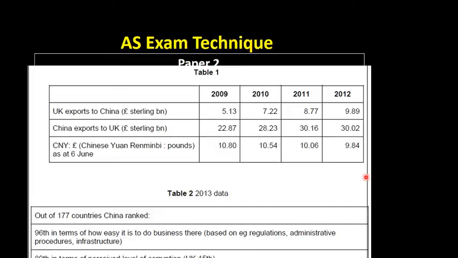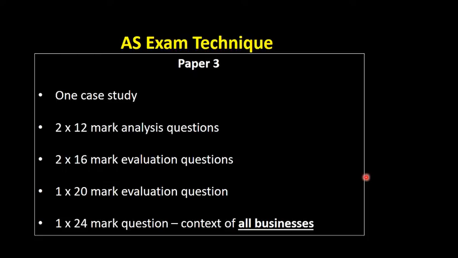And here's an example of some of the data that you might be provided with in the case study. It tends to be written text and then tables like this. Paper 3 is 1 long case study on 1 organisation. And paper 3 is quite a tough exam. There are 2 12-mark analysis questions, 2 16-mark evaluation questions, 1 20-mark evaluation question. And once you've written all of that, there's a big 24-mark question.